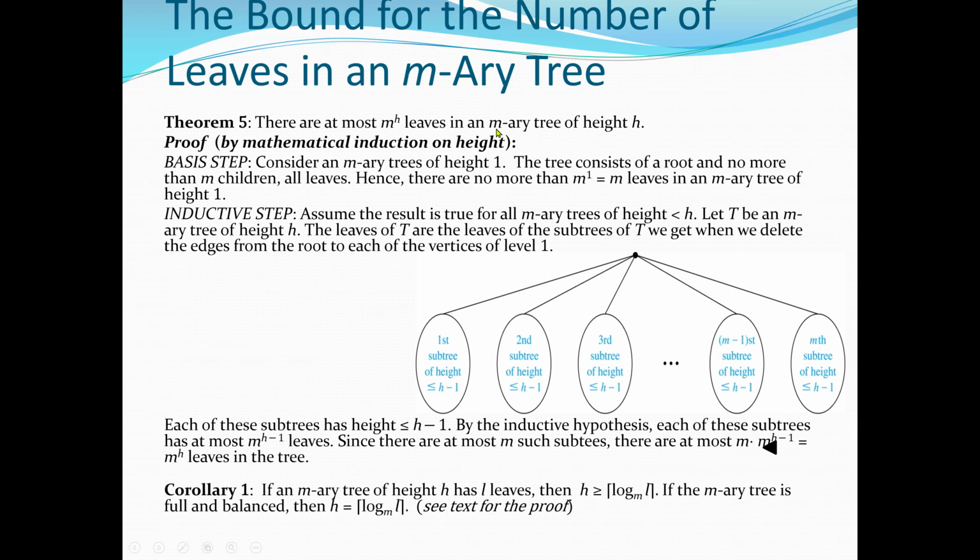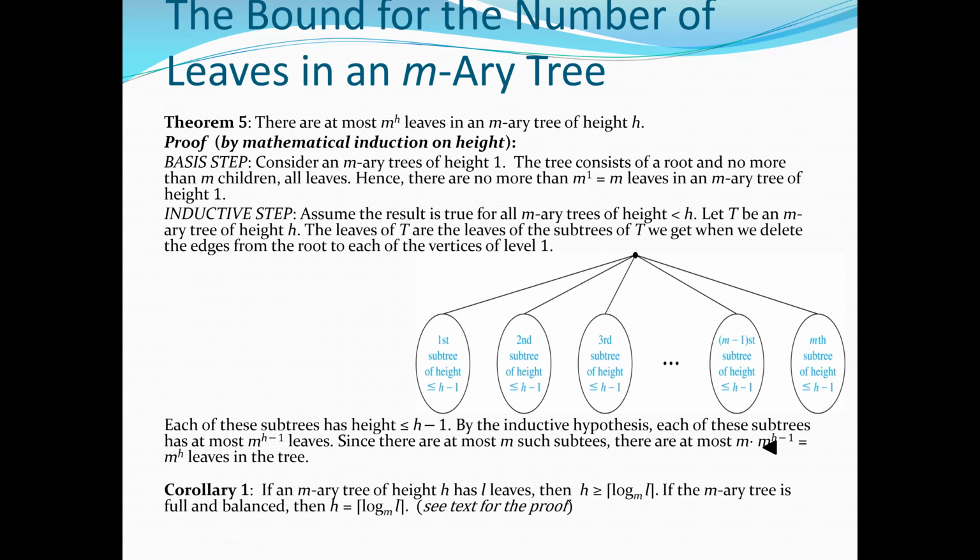Now we can prove this by using the induction method. So the basis step, we consider an m-Ary tree of height 1. So we start with the lowest, the basis 1. And the tree consists of a root and no more than m children, all leaves. Hence, we get m to the power 1, because the height is 1 at the root.